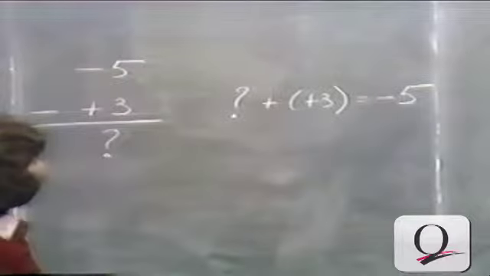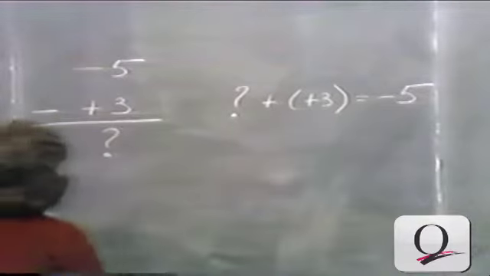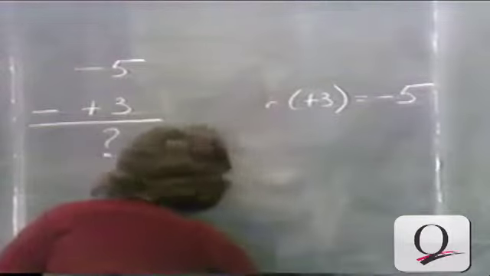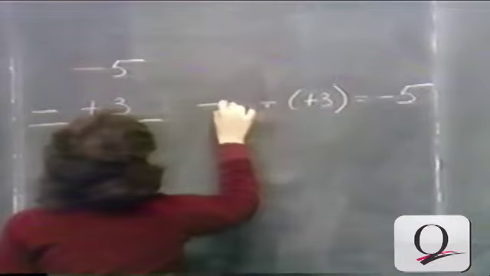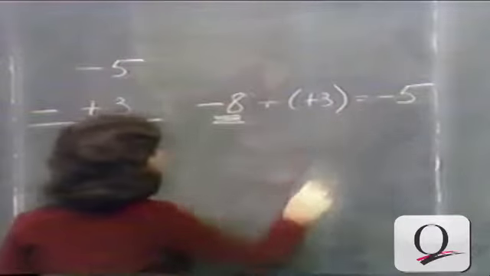Think about that for a moment. Try to figure out what number must go there. Well, I hope that you decided that the answer should be minus 8, because minus 8 and a plus 3 gives you minus 5.